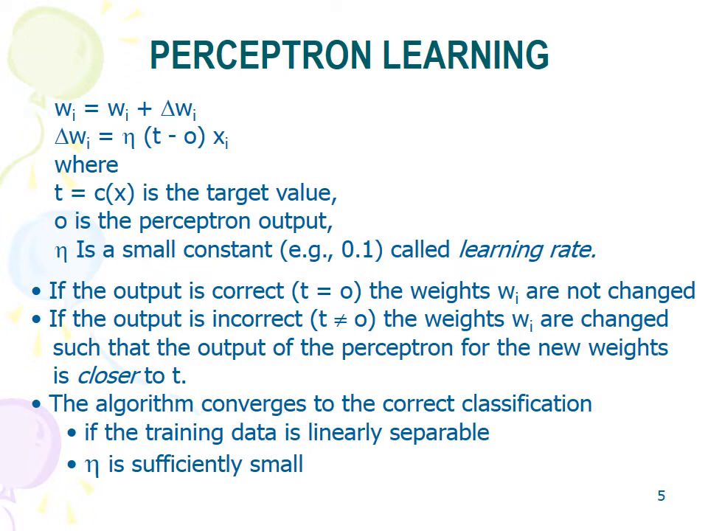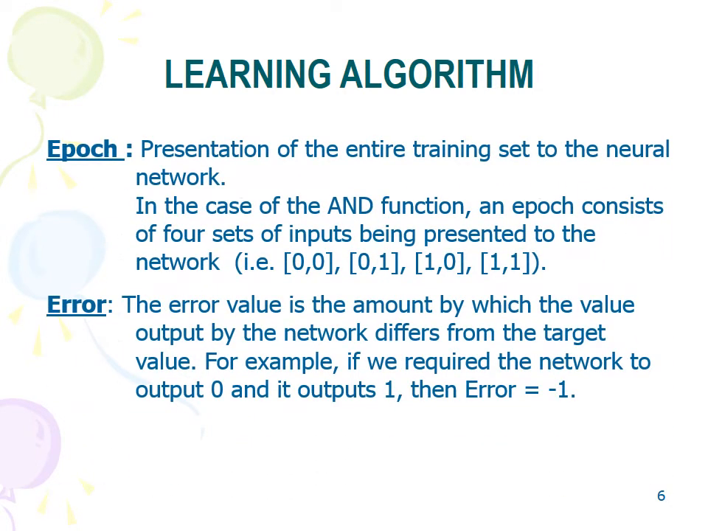So these are the two conditions under which the algorithm converges: the training data must be linearly separable, and eta must be sufficiently small. Here the learning algorithm, that is the approach or iteration, is based upon the presentation of the entire training set to the neural network.